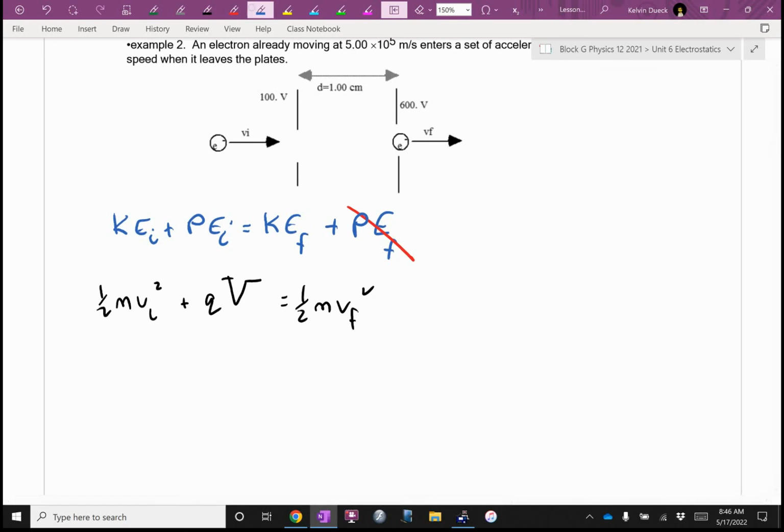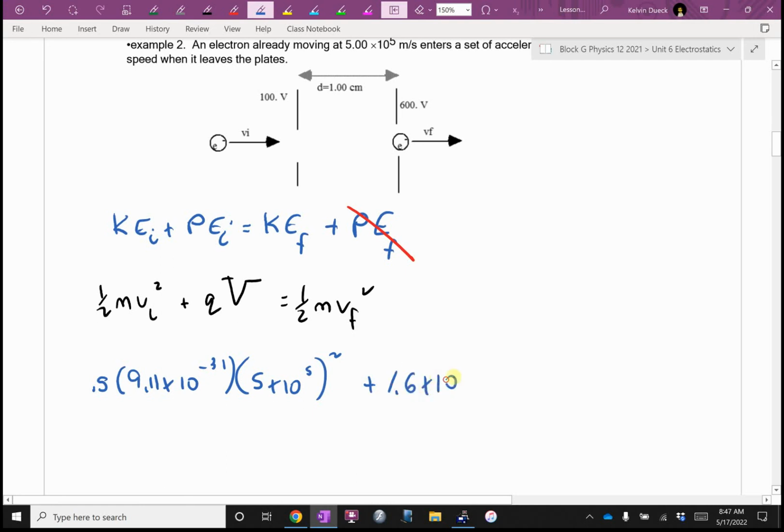Let's see, it's going to be 0.5 m. It's an electron, 9.11 times 10 to the negative 31. V initial, don't forget the squared, 5 times 10 to the 5th squared. Plus Q. It's an electron, but we're not going to put the sign positive or negative in. It's going to be 1.6 times 10 to the negative 19. And the voltage, 600?